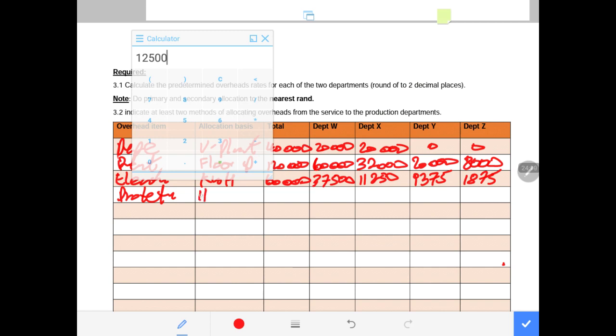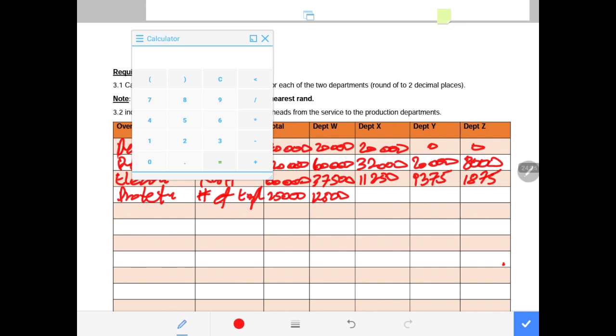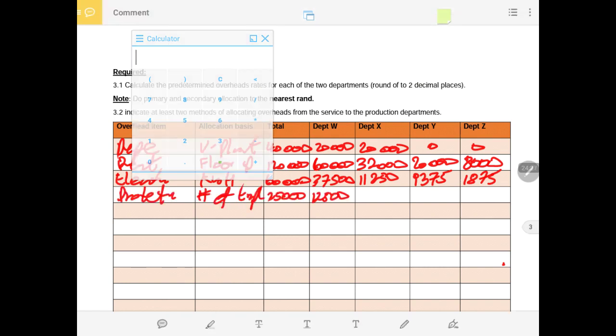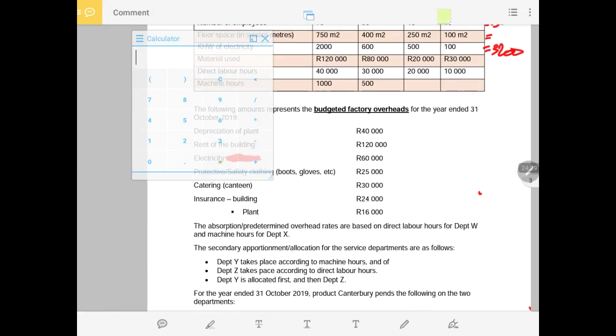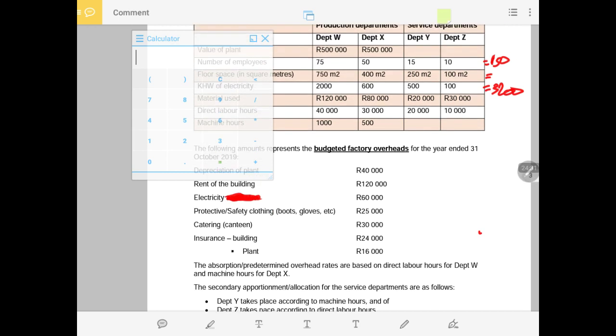What do we use? We use number of employees. How much are we allocating? It is 25,000, which is 12,500 for the first department. Then we go to the second one, which is 50. Divide this by 150, times by 25,000.